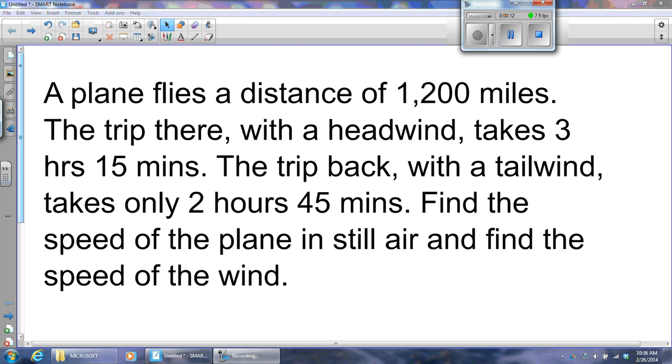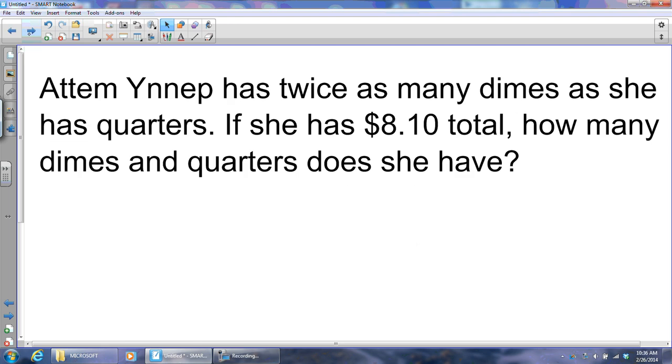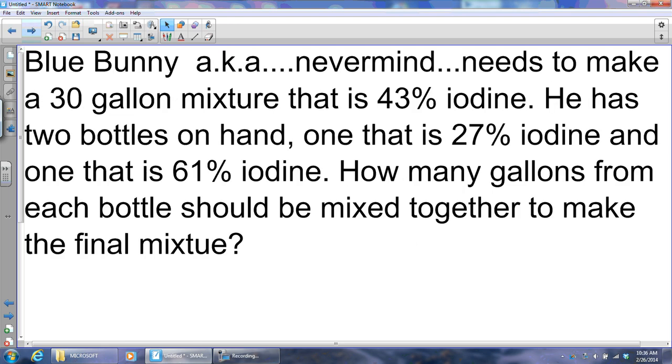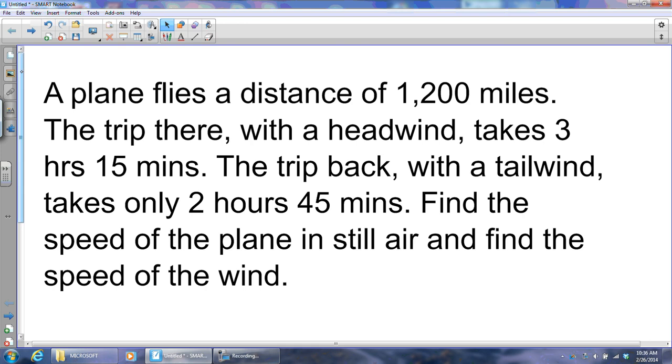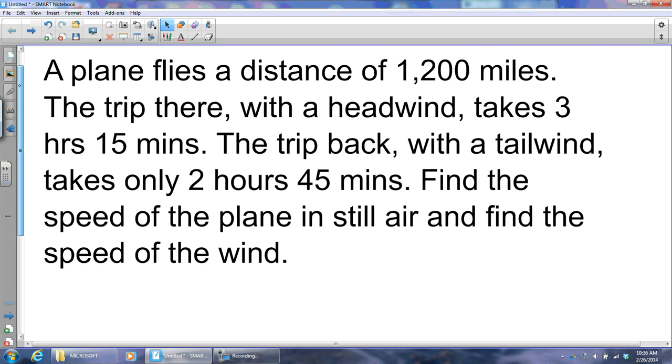Okay, so let's get right down to it. We're going to do 3 types of problems. No bread, no coffee is involved. We're going to do a distance problem, a current problem, a coin problem, and a mixture problem. I figured I'd pick the 3 that you'd most likely want to practice.